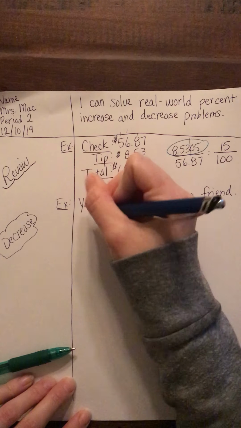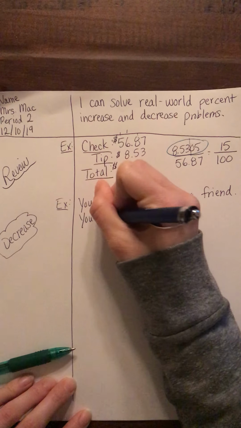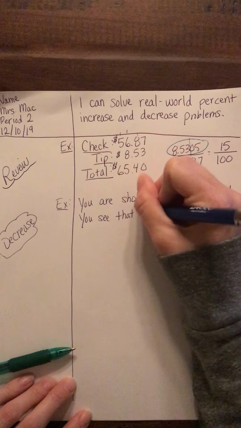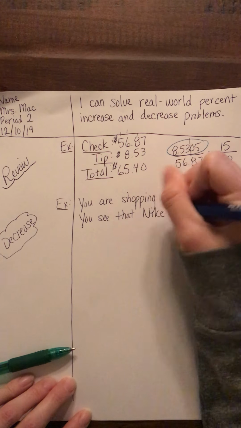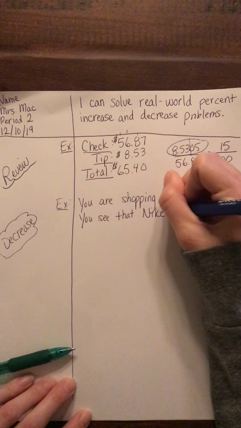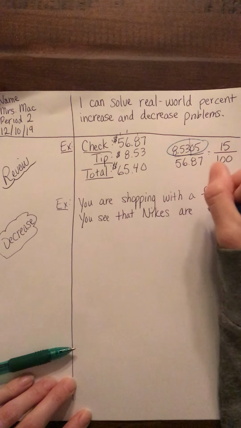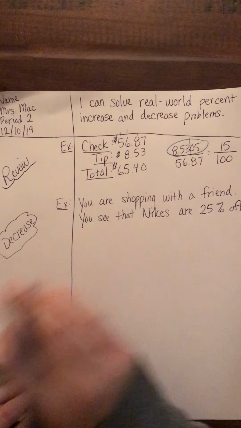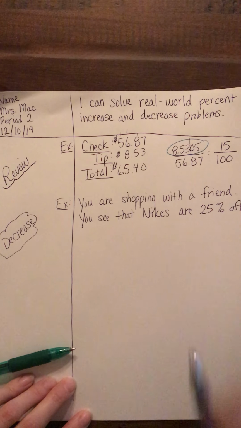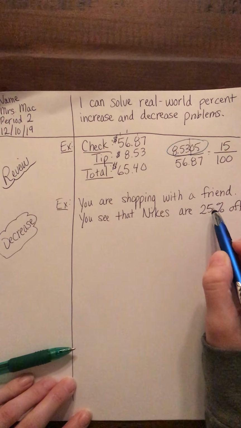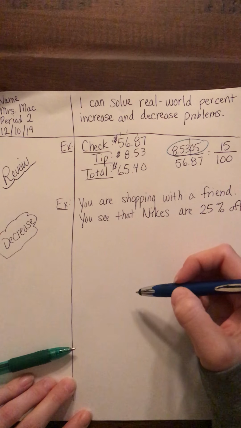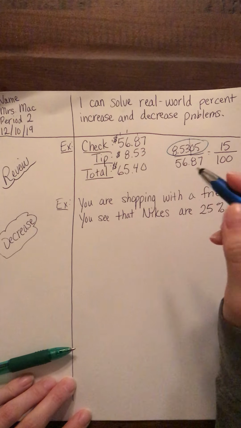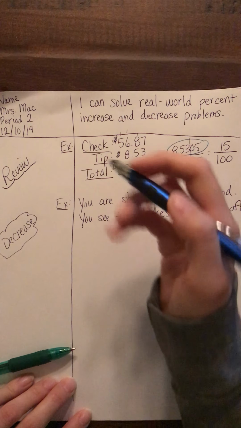Let's say that you see, my cat is going crazy next to me, that Nikes are 25% off. Now this is an example of a percent decrease problem because you're going to find that 25% of your Nikes and you're going to subtract it. It's making the price of the item decrease. So you're shopping with a friend, you see that Nikes are 25% off.